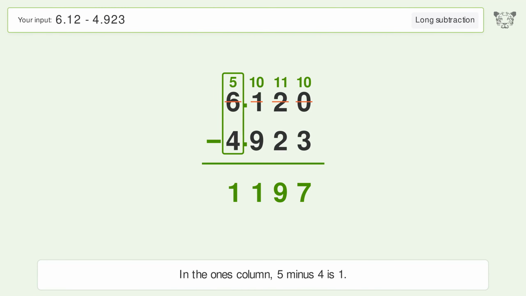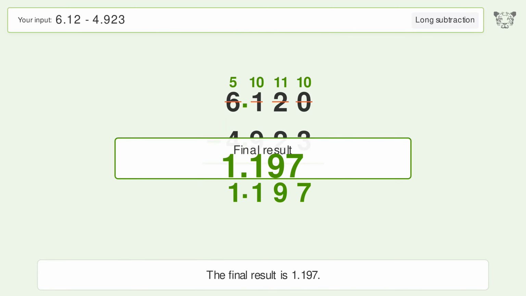In the ones column, 5 minus 4 is 1. Bring the decimal point straight down into the answer. The final result is 1.197.